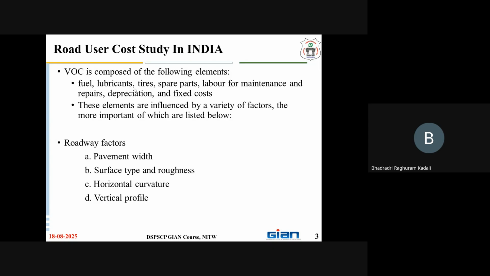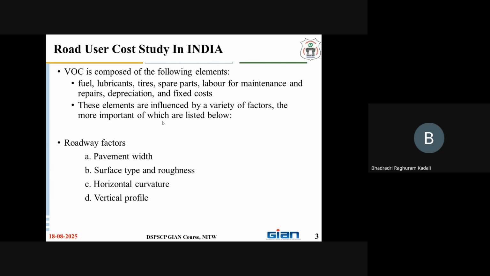These elements are influenced by a variety of other factors, corresponding to the conditions of the road: what is the pavement width, what is the surface condition, whether it is a curved or non-curved section, and what is the vertical profile of the road section. There are several other factors also impacting the VOC, because the VOC generally varies with changes in alignment, horizontal or vertical.